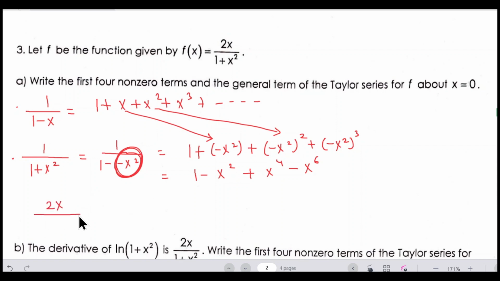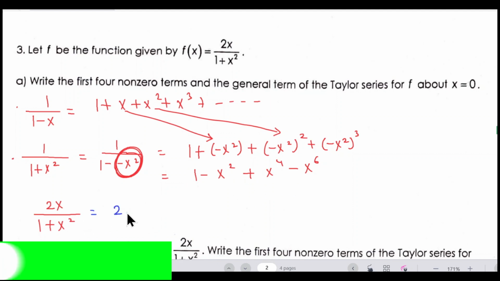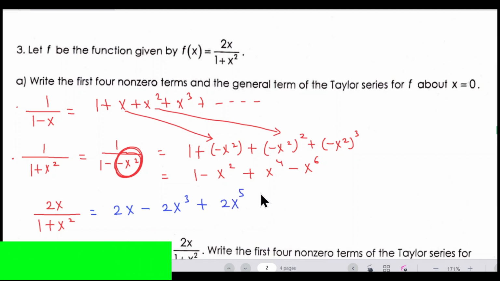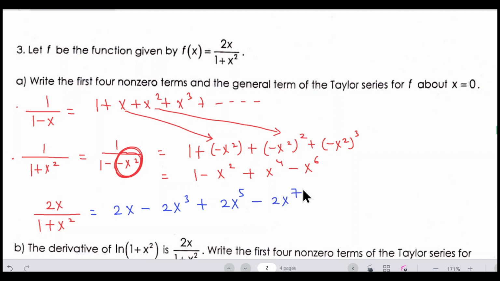So 2x over 1 plus x squared will be equal to 2x minus 2x cubed, because 2x times x squared is 2x cubed, plus 2x raised to 5, and then minus 2x raised to 7. So this should be our first four non-zero terms, and the general term will be, so it's better to find the general term of this one, which is going to look like negative x squared raised to n.